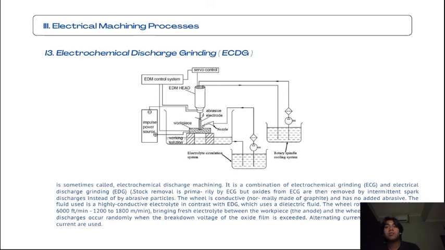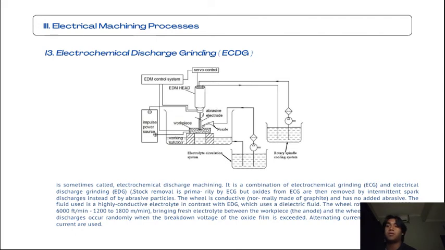So we're going to the third subtopic from electrical machining processes, which is electrochemical discharge grinding, or ECDG. Sometimes it's called electrochemical discharge machining. It is a combination of electrochemical grinding (ECG) and electro discharge grinding, or EDG. Stock removal is primarily by ECG, but oxide from ECG is then removed by an intermittent spark discharge instead of by abrasive particles.